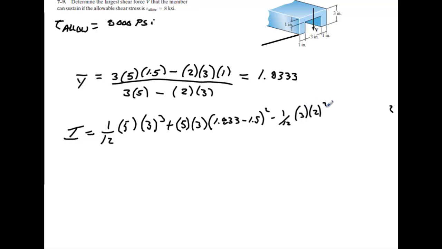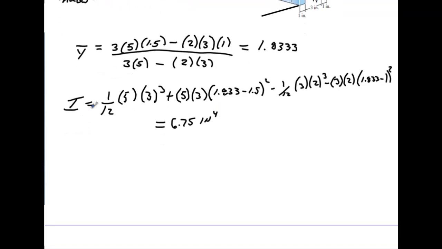We will cube that. Now we'll subtract out the area, which will be 3 times 2, times the distance it is from the new centroid, which we know was 1.833 minus 1, and square that. When you do that, you will get a value of 6.75 inches to the fourth.